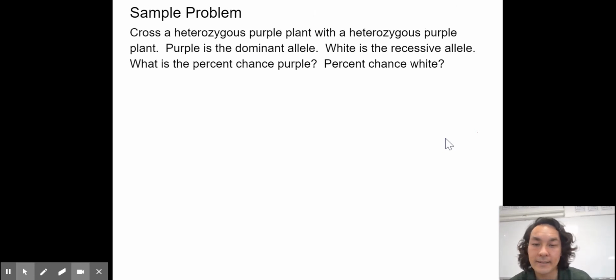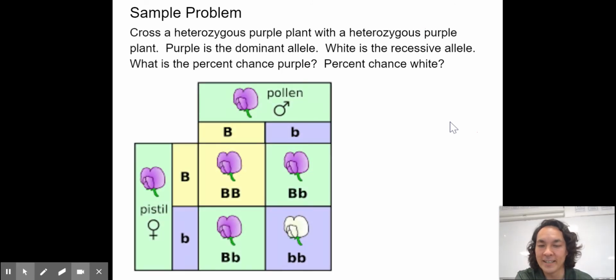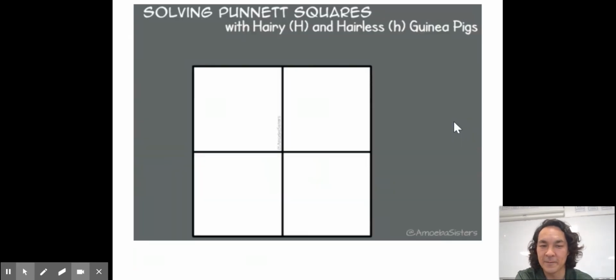All right, try this problem. Okay, can you set up this Punnett square? Hopefully you got that it's going to be 3/4 purple and 1/4 white.